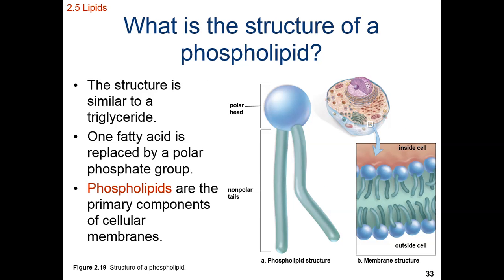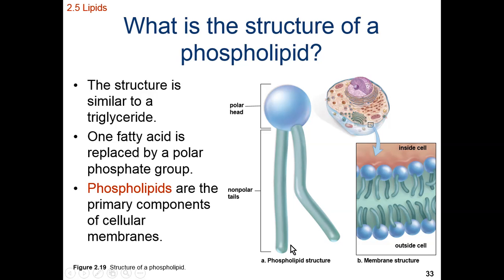If we look at a phospholipid, another kind of fat, the phospholipid is very similar to a triglyceride, except that instead of having 3 fatty acids, it has 2 fatty acids. Replacing one of the fatty acids, we have a phosphate group with an amine attached to it. And this phosphate group forms the polar head, and then we have 2 nonpolar fatty acid tails.